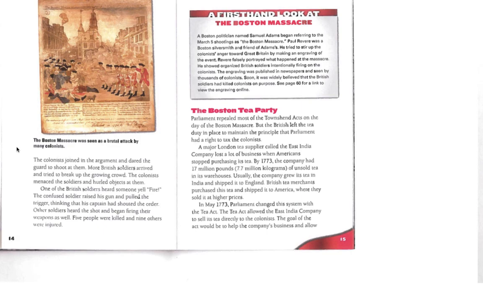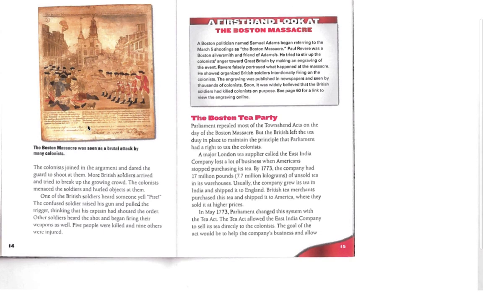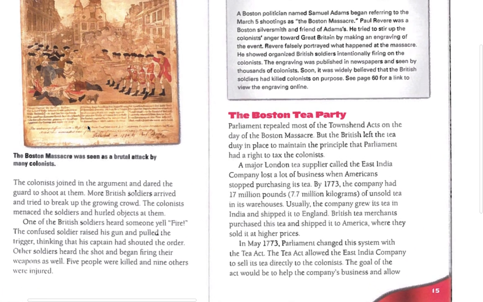The confused soldier raised his gun and pulled the trigger, thinking that his captain had shouted the order. Other soldiers heard the shot and began firing their weapons as well. 5 people were killed and 9 others were injured. The Boston Massacre was seen as a brutal attack by many colonists.